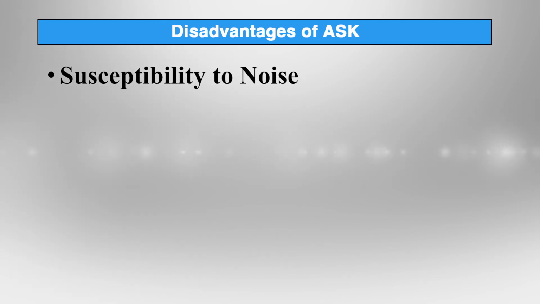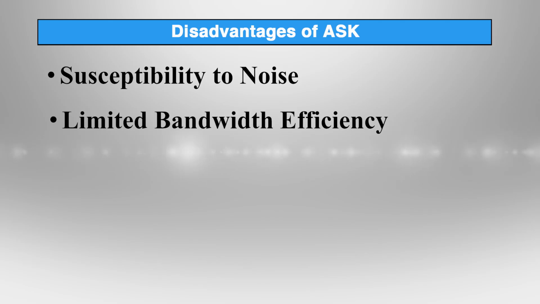ASK is highly susceptible to amplitude noise. Variations in amplitude caused by noise can lead to errors in data interpretation. Limited bandwidth efficiency: ASK generally requires more bandwidth compared to other modulation schemes, which can limit its data transmission capacity.